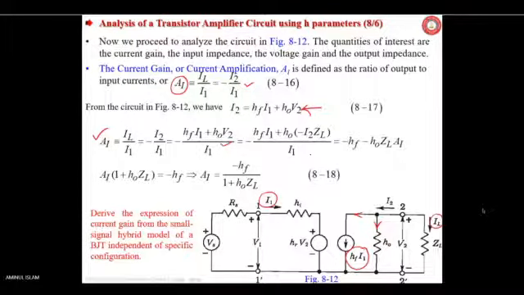V2 is what? V2 is I2 ZL, and hence it is minus because of the direction of the current. And finally we can write that AI equals minus HF by 1 plus HOZL. Can it be written? Can somebody say whether this is correctly written or not?